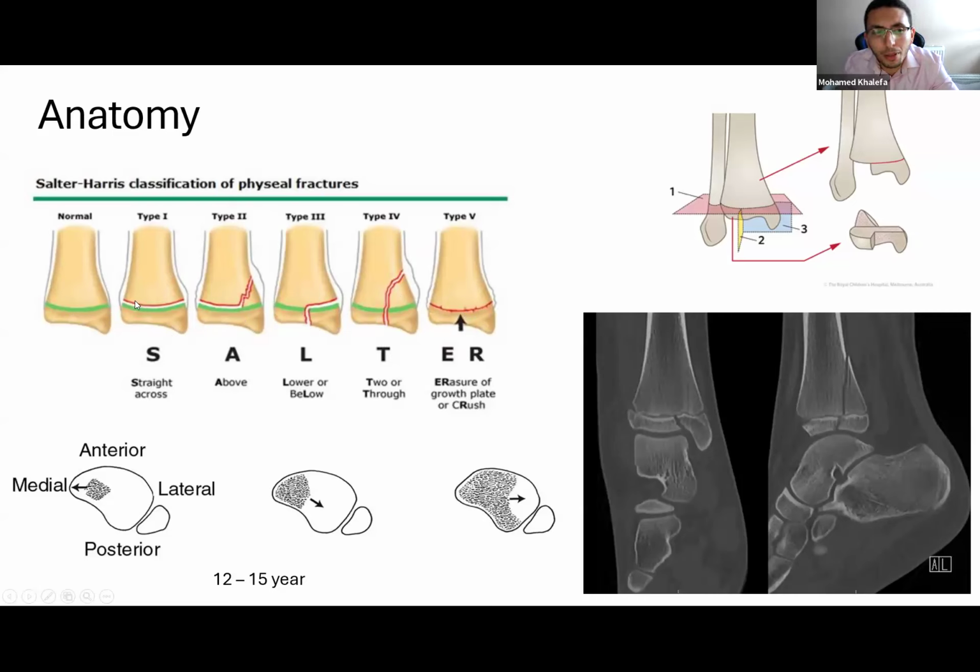And as a rule of thumb, types 1 and 2 you can usually treat non-operatively. You have to reduce them. All physeal fractures have to be reduced, but these ones are extra-articular, so you can reduce them and put them in a cast. Types 3 and 4, because they involve the articular surface, will most likely need some sort of operative intervention because you need anatomic articular reduction and rigid fixation.